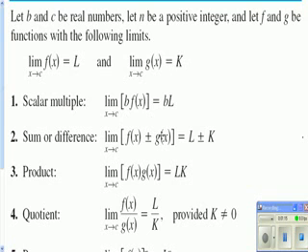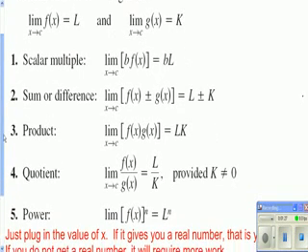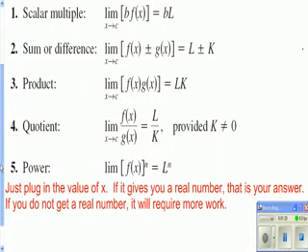Here, if you have things added together or subtracted together and you're taking your limit, just take the limits of each one and then add or subtract. Same thing with multiplication and division, with the exception of when the bottom is 0, and you can never divide by 0.